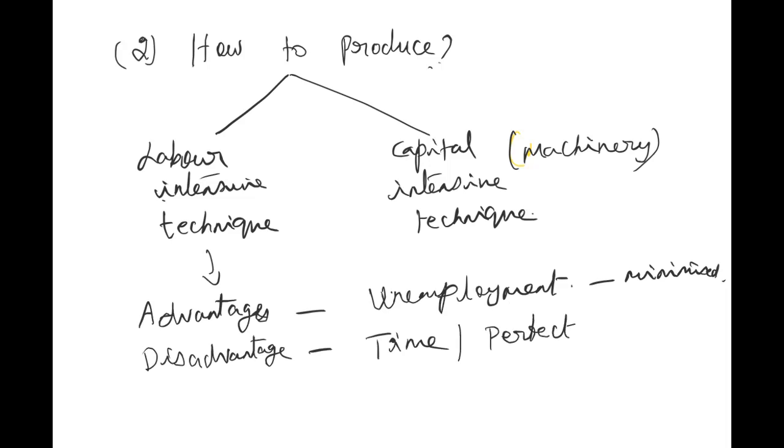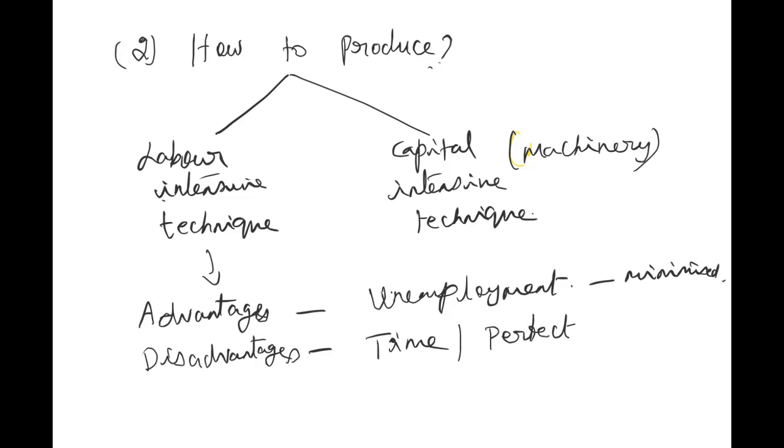Okay, maybe there are certain commodities like handicrafts where labor intensive techniques are preferable, but the majority of the commodities have to be made by machinery. If they are manufactured manually by labor, the finishing might not be as perfect as when produced by machinery. So both have advantages and disadvantages. So the country has to decide only one thing: the country can choose.